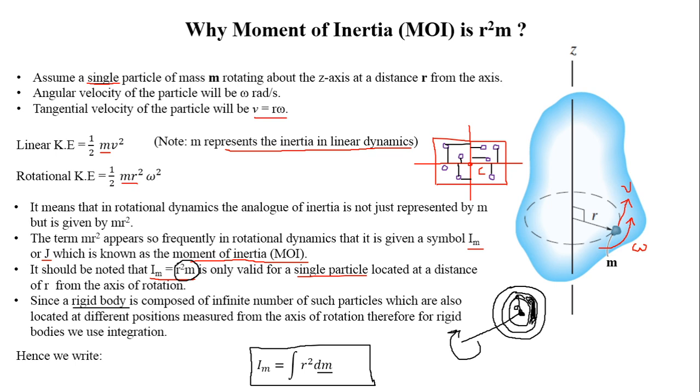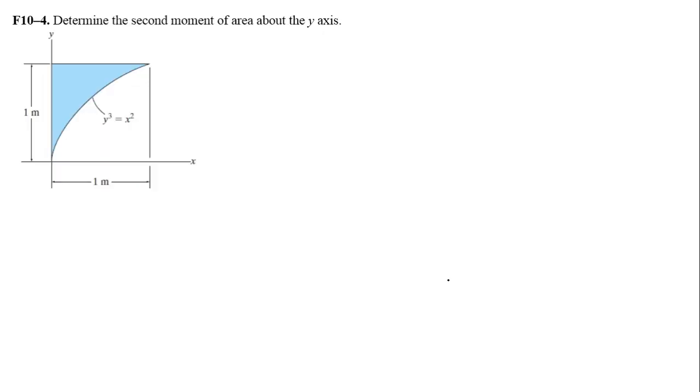So having said this, let's move on to problem number F10-4 of your textbook, R.C. Hibbeler, 12th edition. And here we are given this shaded area, which is shaded in blue color. And at once you can realize, if you recall some of the points from chapter number 9, that a function is defined here, that is y cube equals x square. So a function is given here.